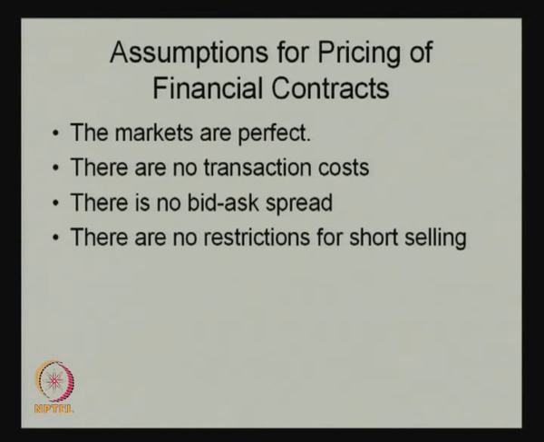So, before talking about the pricing of these financial contracts with respect to derivatives, there are certain assumptions we always take before the pricing part. These assumptions are basically that the markets are perfect, that means there should not be any information gap between the different stakeholders or participants in this particular market. And there are no transaction costs involved. There is no bid ask spread, that means the bid price is always equal to the ask price, so from an information point of view the market is totally efficient. And there are no restrictions on short selling, that means short selling is allowed.